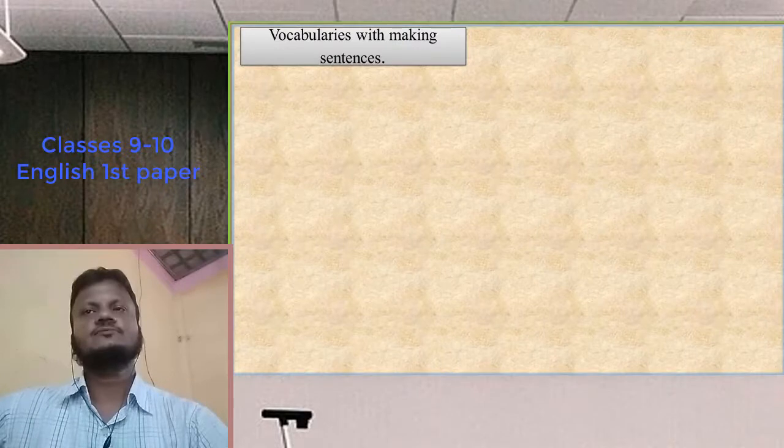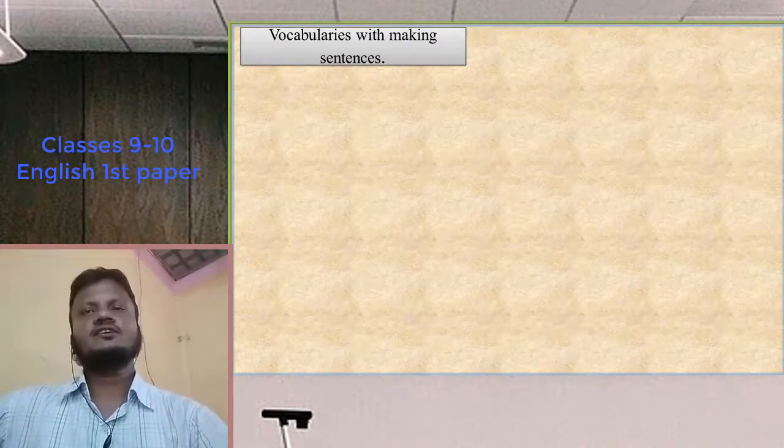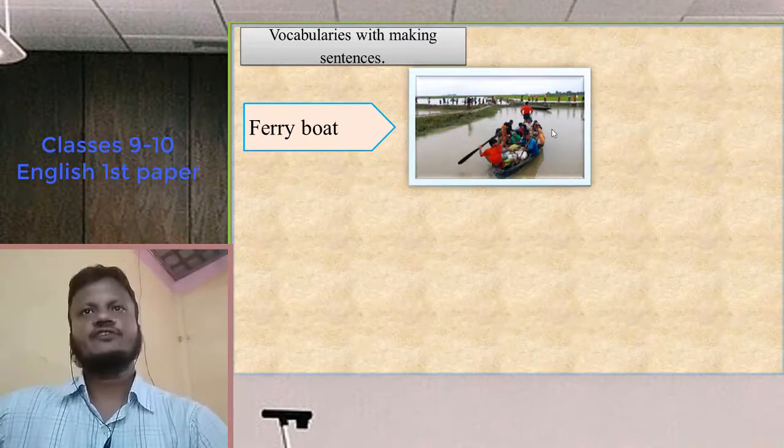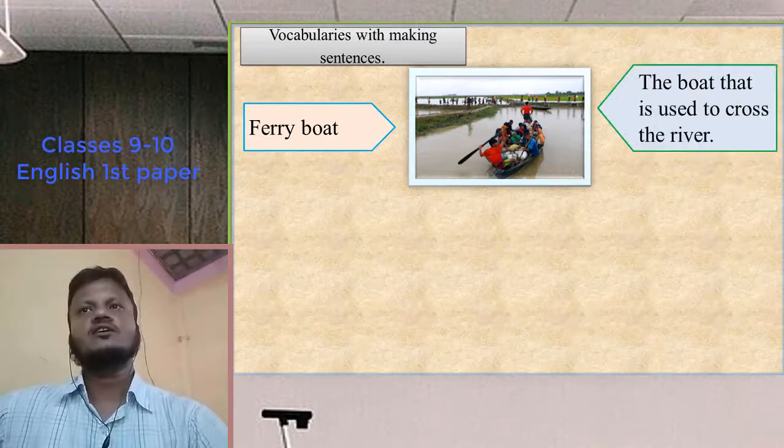Okay, dear learners, I think you have come across some new vocabulary. Now I am telling the meaning of the new vocabulary by making sentences. Okay, ferry boat. You already know that this is a ferry boat. The boat which is used to cross the river or to go from one side of the river to the other is called a ferry boat. This is a wooden boat, the boat that is used to cross the river. Okay, ferry boat.